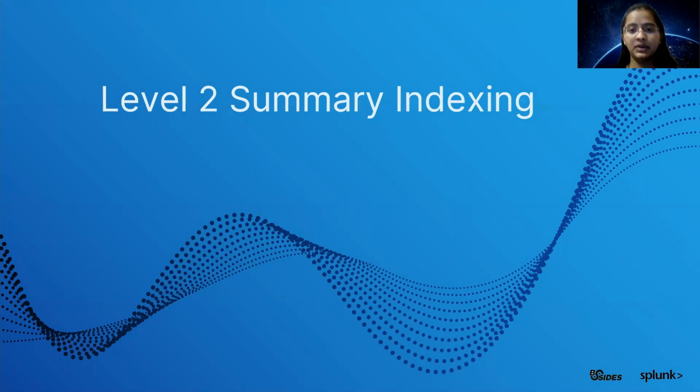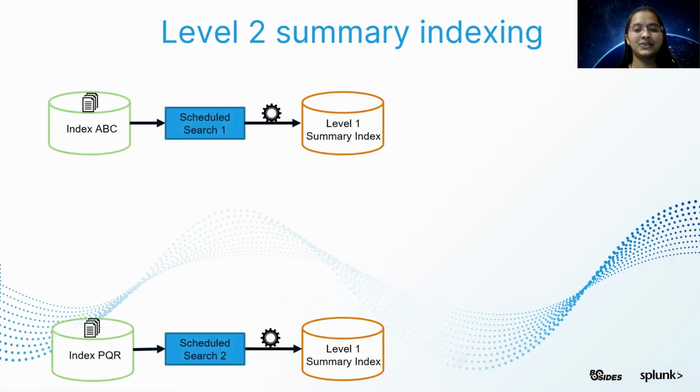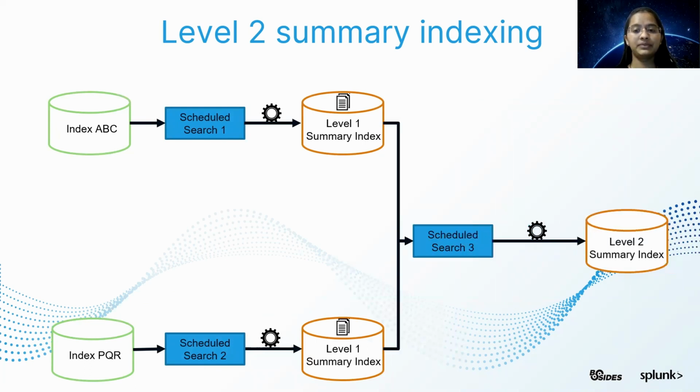So let's talk about level 2 summary indexing. What's that? Let's say I am having two different scheduled searches which run and put the data into a level 1 summary index. Let's call that level 1 summary index a simple summary index. What if on top of that I have written a third scheduled search which in turn takes the data from the level 1 summary and puts it into level 2 summary? That's interesting, right? So let's see how we are doing it.